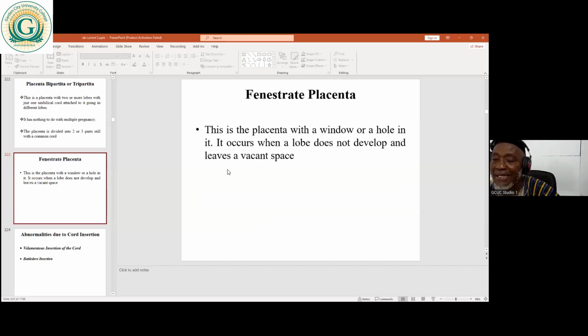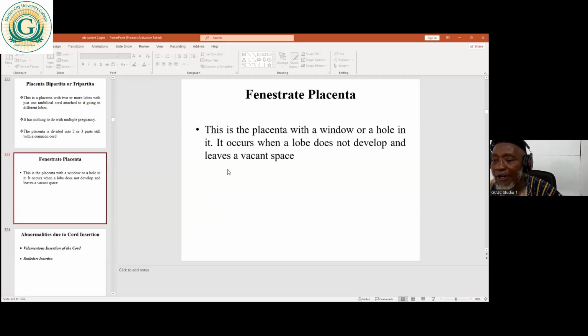Then you have the last anatomical abnormality, which we call fenestrata. When you deliver the placenta, you see a hole there, like a window. It's not just a place where a lobe has been removed, but you can see a hole, like when somebody is standing on the other side and you see the person through it. We call it fenestrata placenta. They are all not a good placenta.